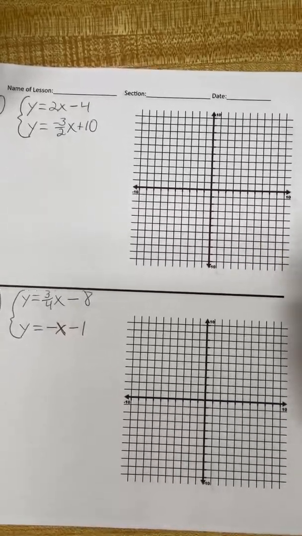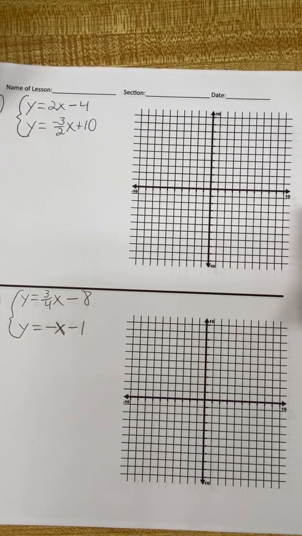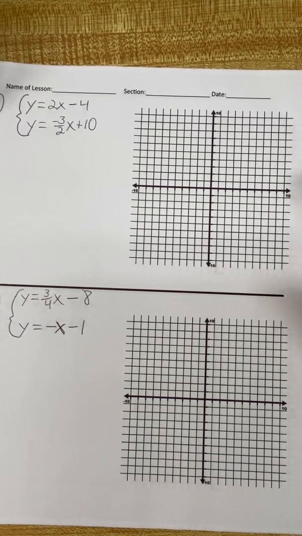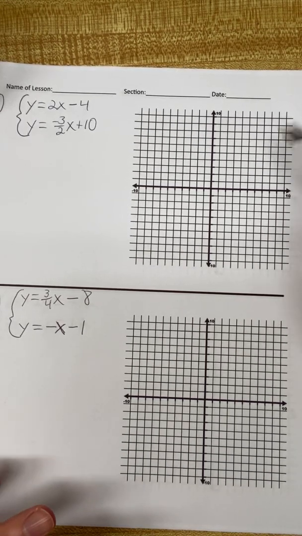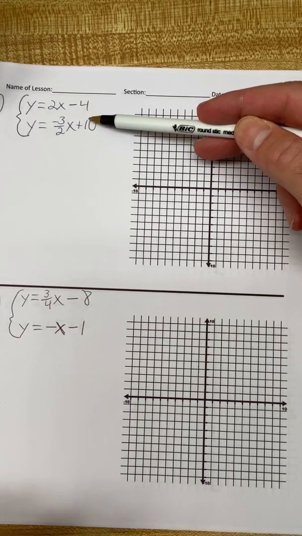All right, so continuing solving systems of equations by graphing. The main thing we're looking for here is 1 point. Two lines can only intersect at 1 point or no points. That's it. So we're looking for 1 point, one xy pair that makes both equations true.